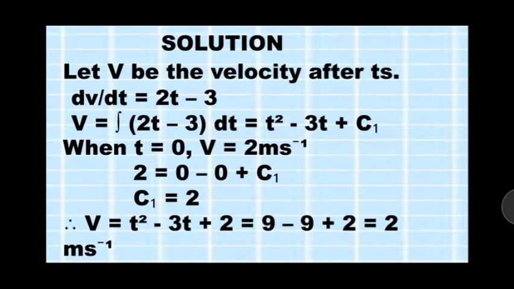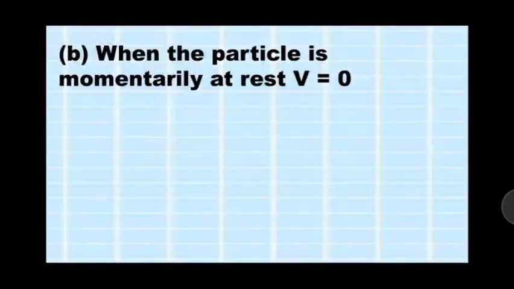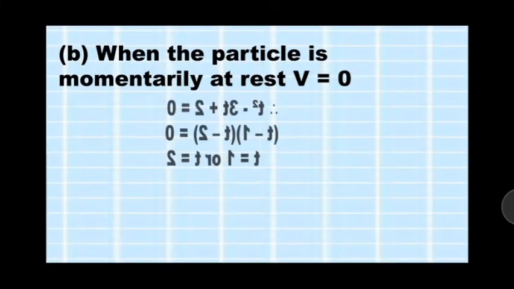Let's look at B. I hope we have clearly understood what the A part of this question is talking about. Now let's look at the B aspect. It said we should calculate its distance from O when it's momentarily at rest. When the particle is momentarily at rest, it means velocity is 0 at that point. There's a moment when the particle is at rest, velocity is 0. That's the interpretation. Good. That's the first thing we need to do.